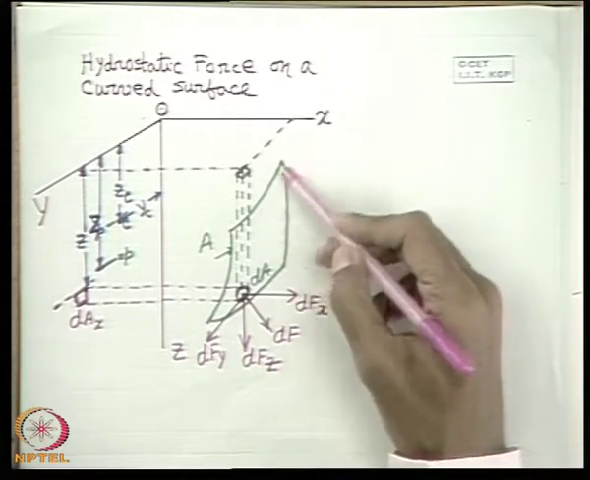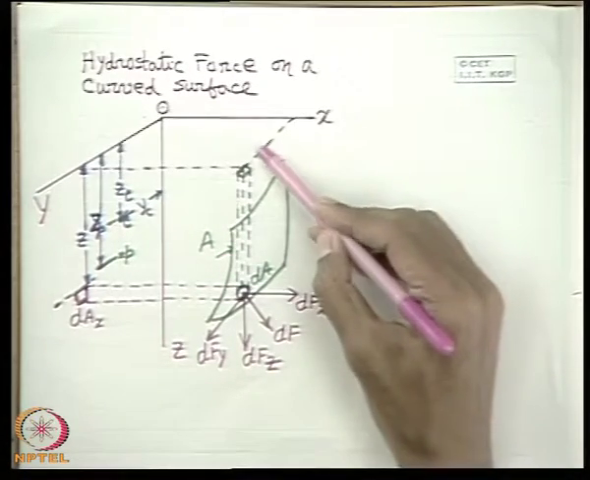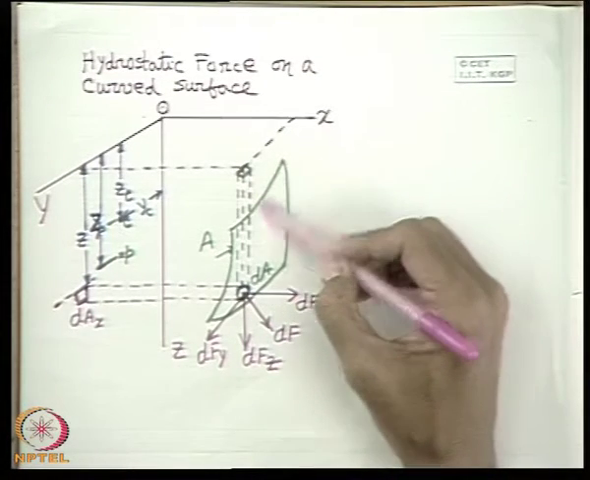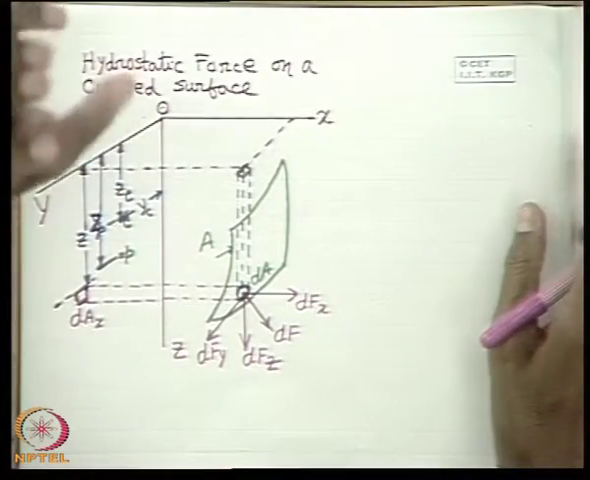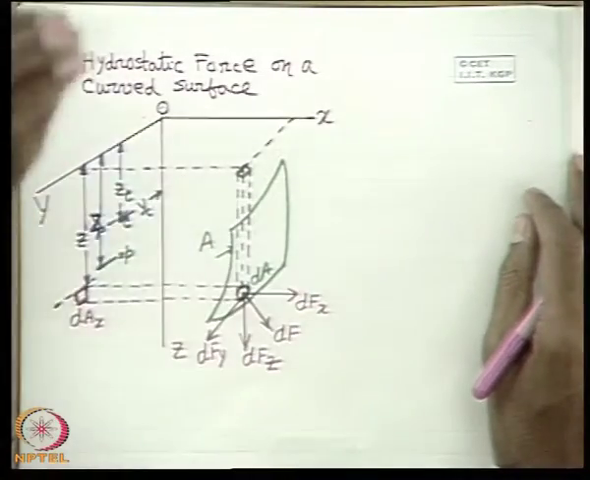In the case of a plane surface, what happened? The force on each elemental area is normal to the surface and the forces are parallel to each other. Therefore a scalar summation of the elemental forces was possible, which we did by simple integration of an elemental force throughout the area. But in the case of a curved surface, since the normal at each point of the surface, which is the direction of the pressure force, changes because of the curvature, a simple scalar summation, that is a simple integration, will not be possible.